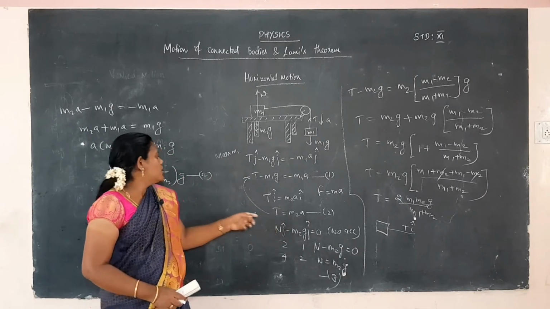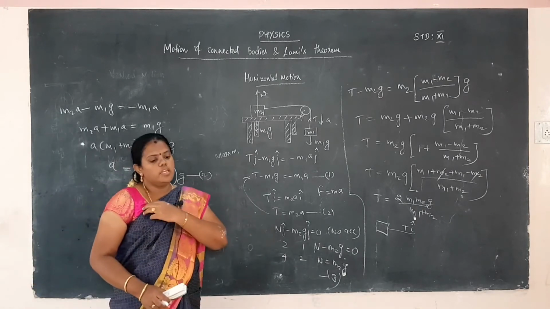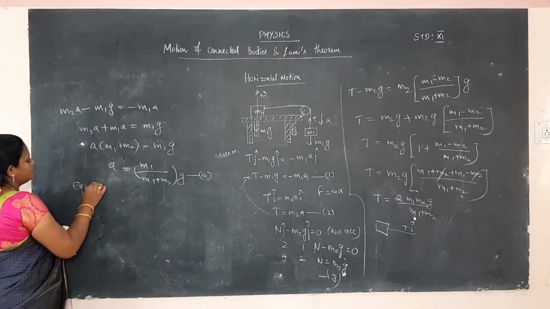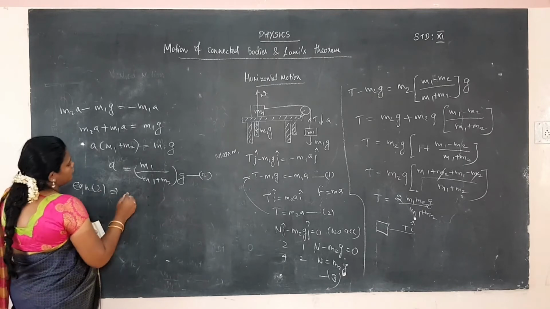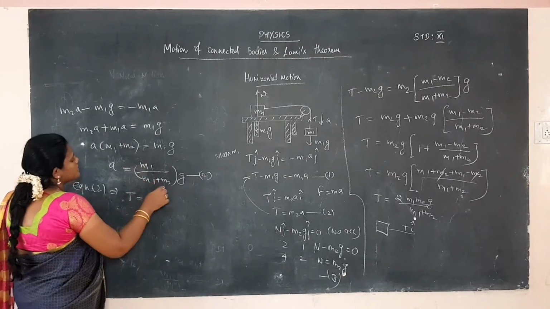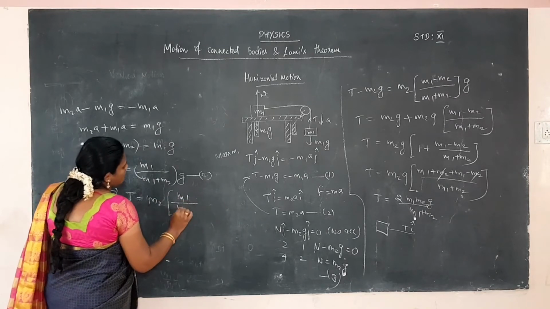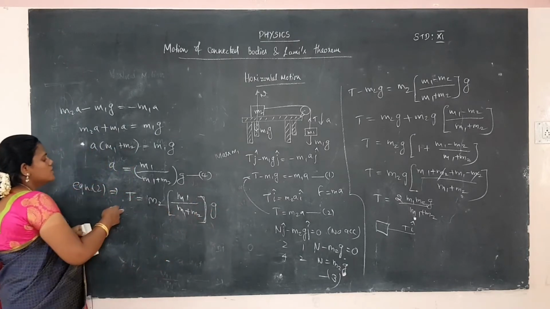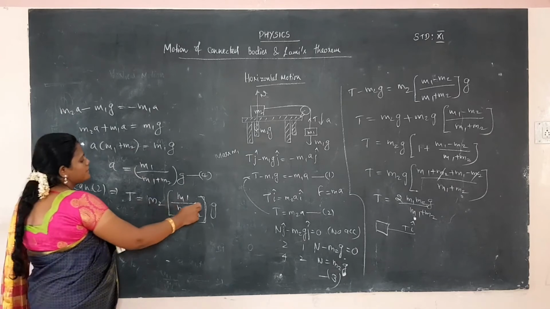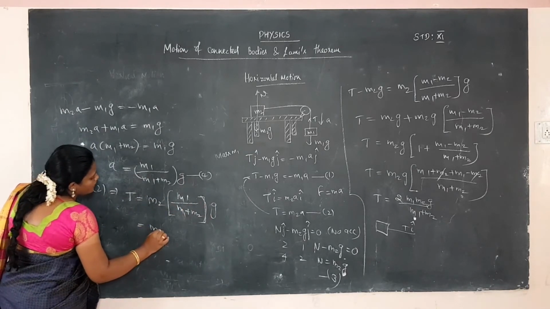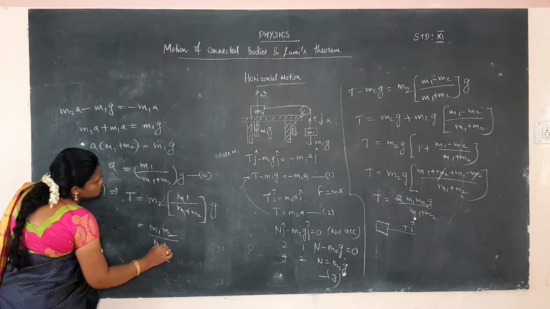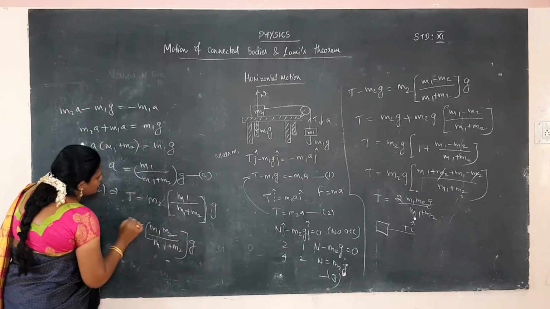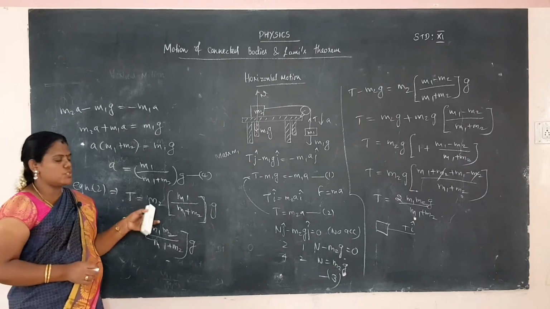So we want tension, so easily substitute the A value in equation 2. The A value is M1 by M1 plus M2 into G. So equation 2 is T minus M2A, so T is equal to M2 into the A value, which is M1 by M1 plus M2 into G. So T is equal to M1 M2 by M1 plus M2 into G. This is the tension that will be acting on the string in the horizontal direction.